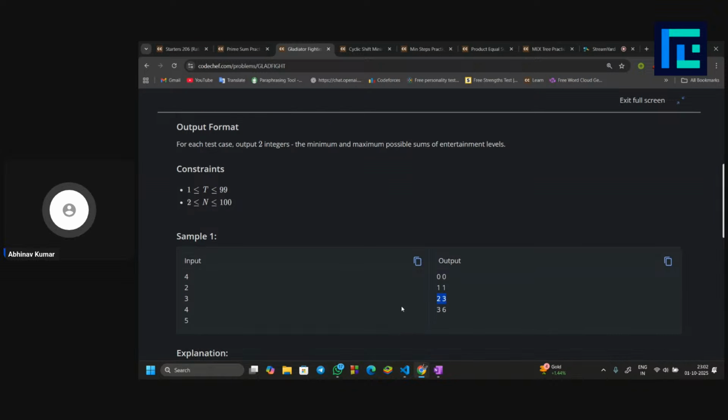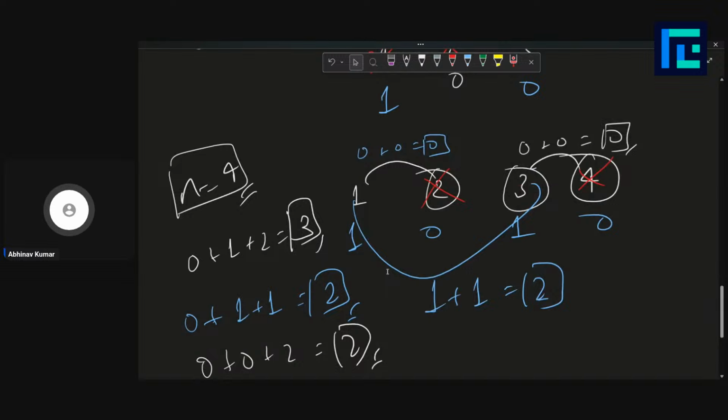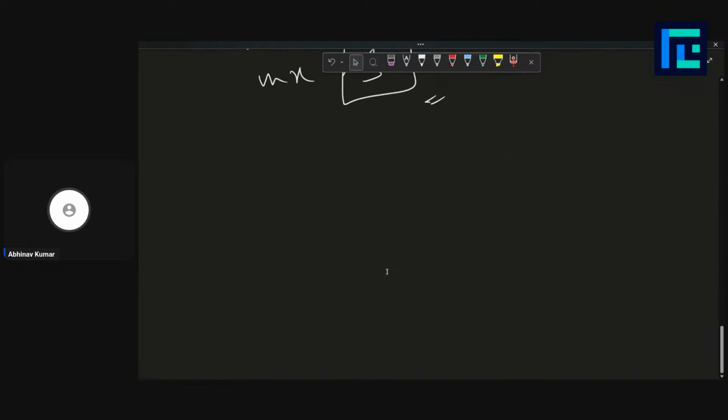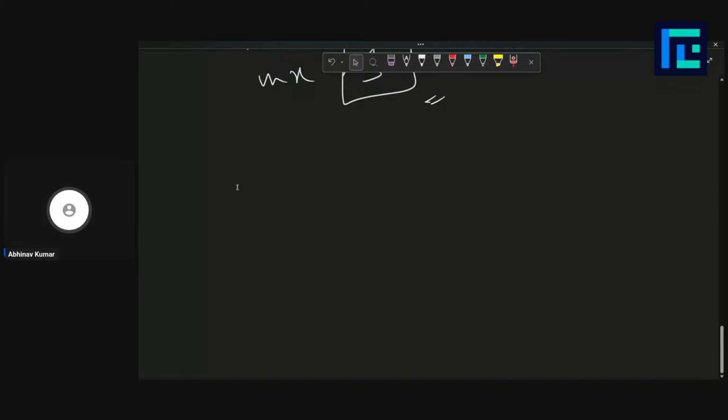Okay. So basically you have to optimally find what is the minimum you can get and what is the maximum you can get using these fights for a given n. And the constraints are n equal to 100. So you can do even up till something like n cube, but okay, we'll do it more optimally only. So let's see what exactly is happening. First let's try to find the maximum, then let's try to find the minimum.